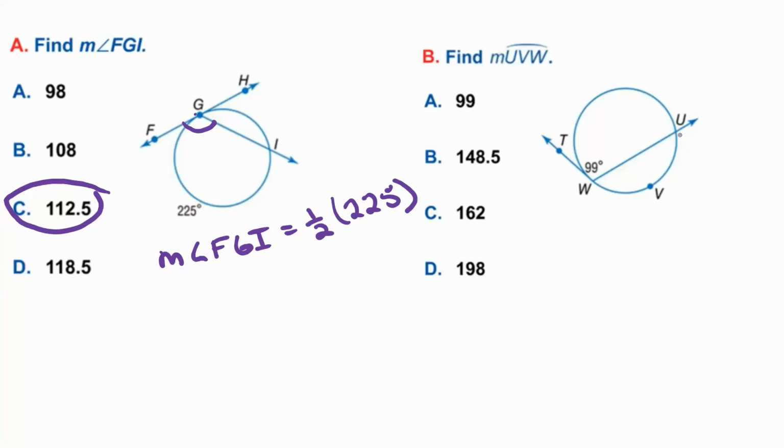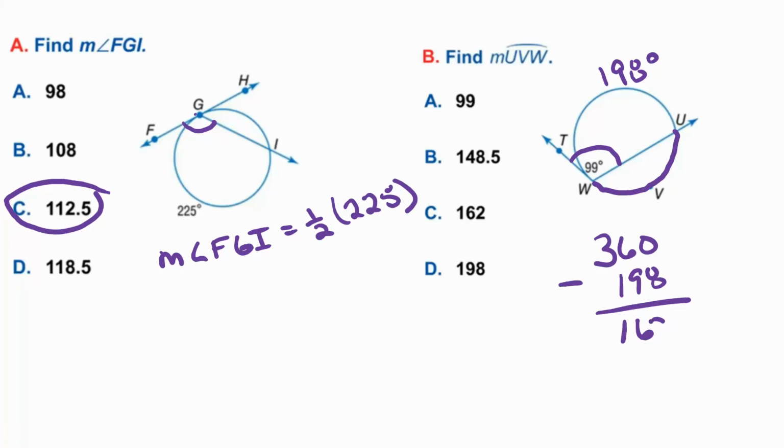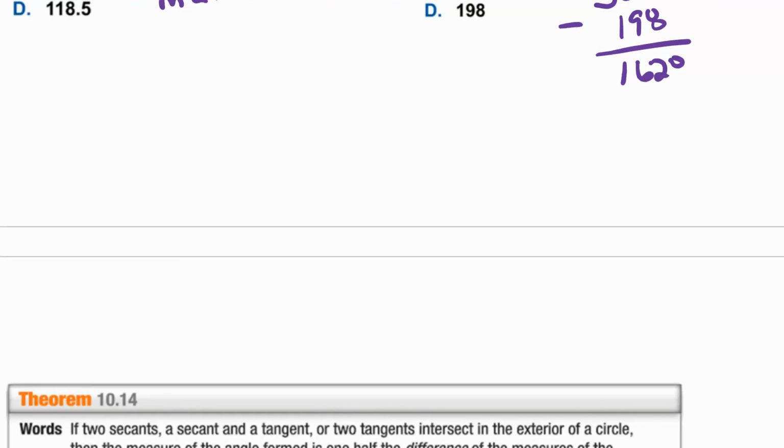In problem B, I want to find the measure of UVW. Since the measure of this angle is 99 degrees, this arc, WU, would be 198 degrees. 360 minus 198 gives us 162 degrees for this arc, for arc UVW. And that concludes part 1 of chapter 10.6.